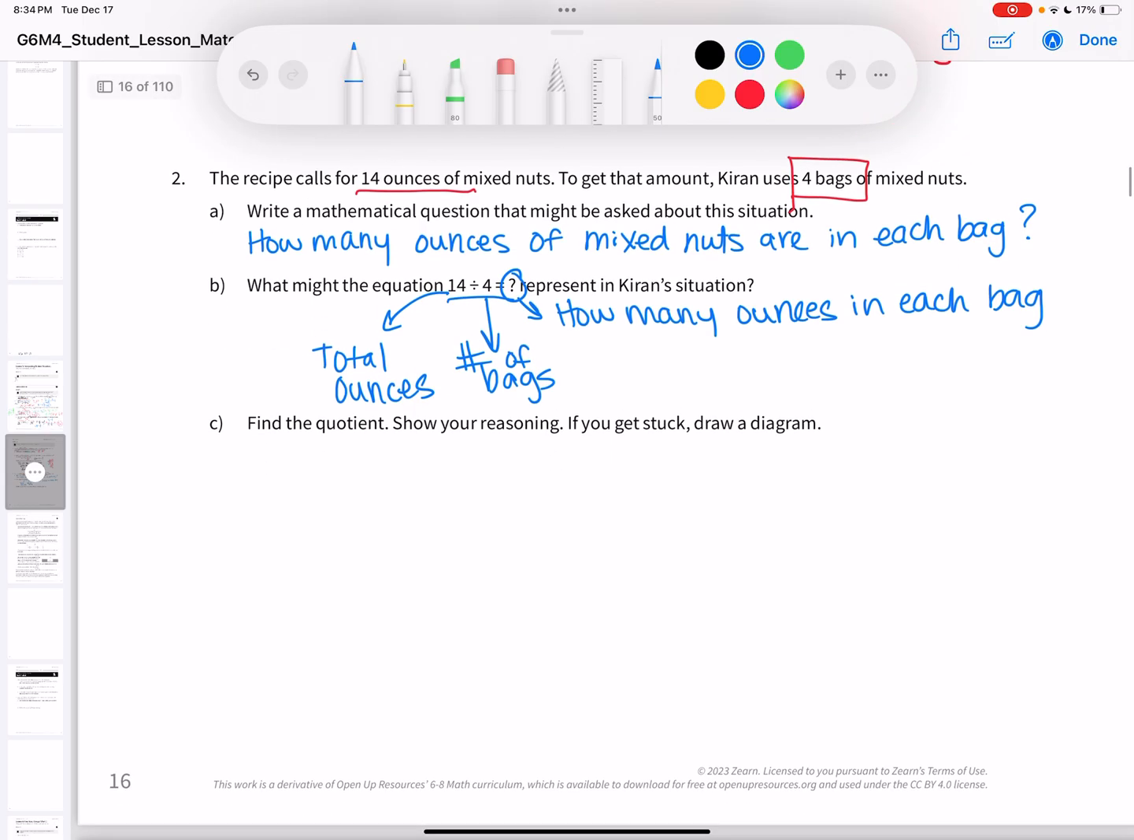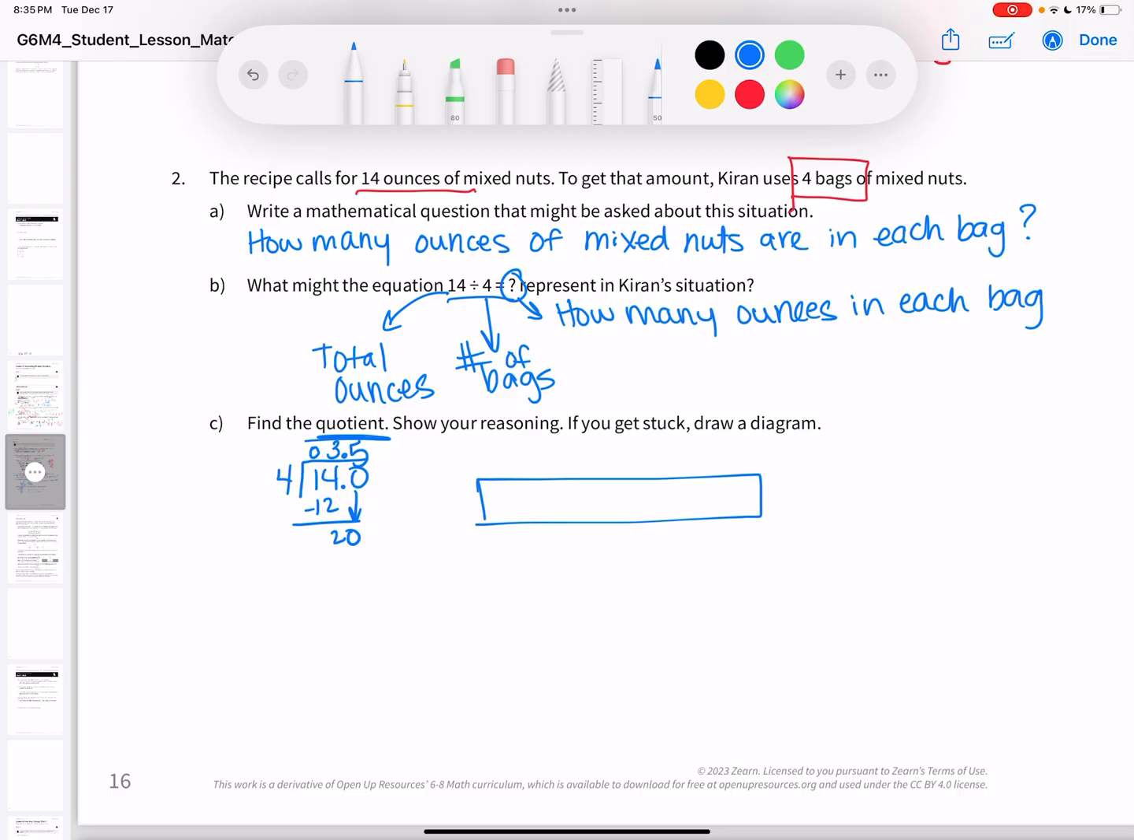Then it says find the quotient. We know what a quotient is. The quotient is the answer to a division problem. So we have 14 divided by 4. And that'll tell me how many ounces are in each bag. 4 goes into 1 0 times. 4 goes into 14 3 times. 3 times 4 is 12. So that's 2. Decimal, bring down the 0. 4 goes into 20 5 times. So our answer is 3.5.